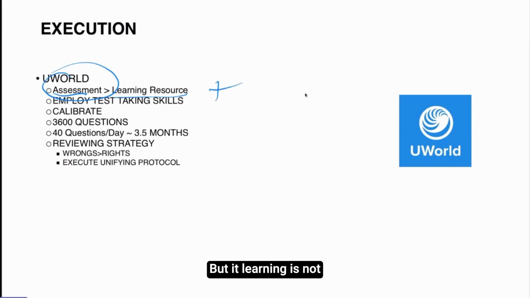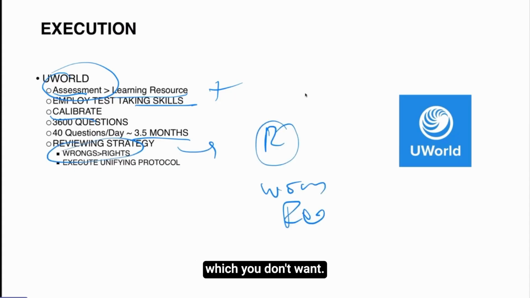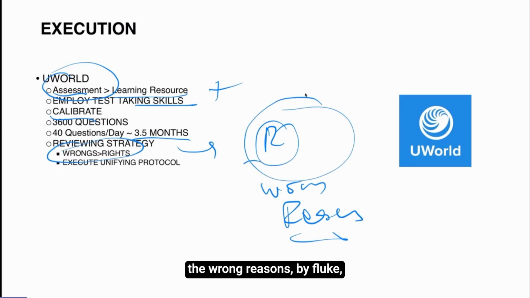Plus, you should learn from it, but learning is not always the sole focus. Employ test-taking skills. Calibrate. Calibration is very important. See where you went wrong with positive clue recognition, negative clue recognition. It generally should take you about 3.5 months. I would review everything, from what I got right to what I got wrong, because sometimes you can get a question right for the wrong reasons, which you don't want. If you get a question right by fluke, you're learning the wrong thing, and then you're going to perform badly on the USMLE, and that's what we don't want.